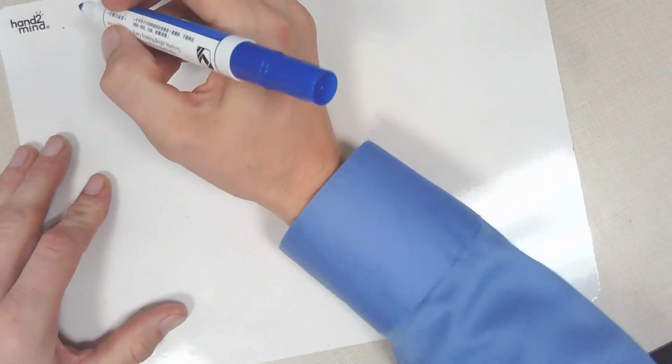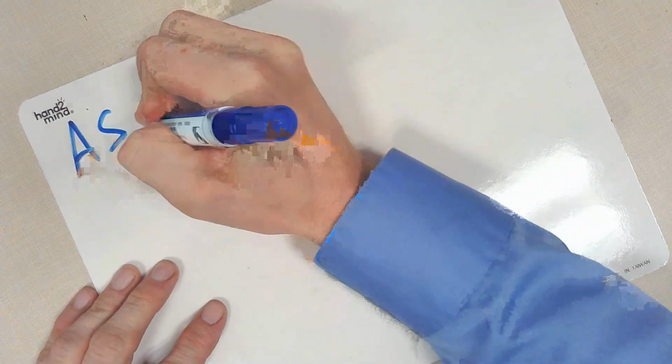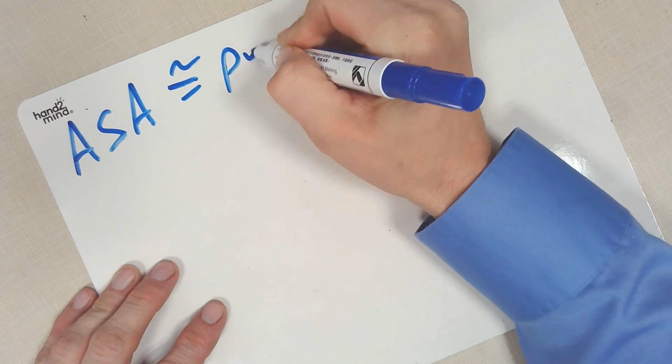All right, so we're going to go over the angle side angle theorem or congruency postulate today. This one is 5.2a. Let me move this, I'm trying to get the glare out of there. All right, so this is 5.2a, and this is the angle side angle congruency postulate.